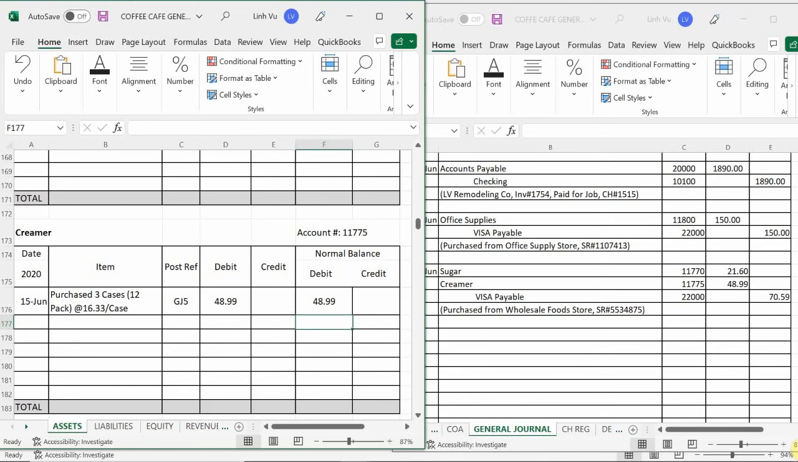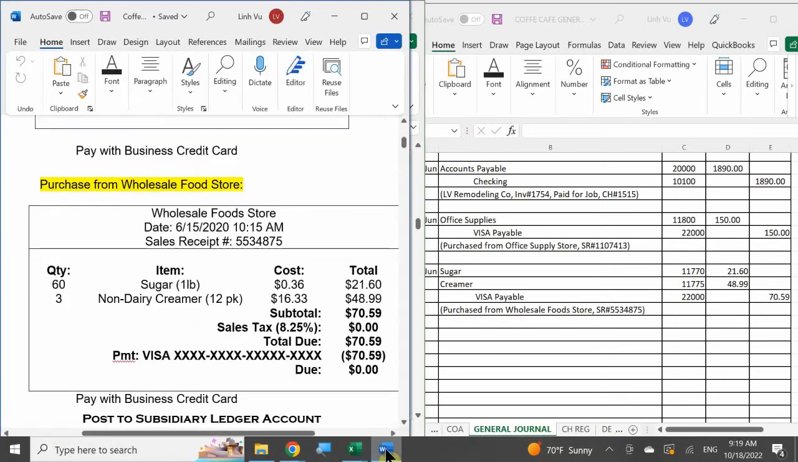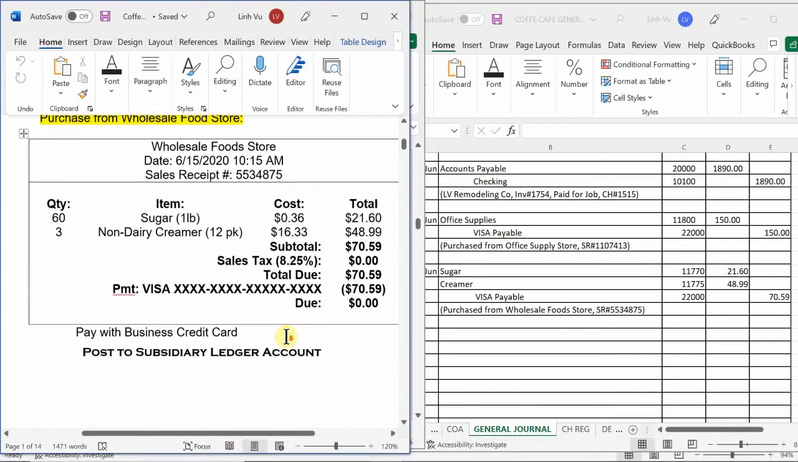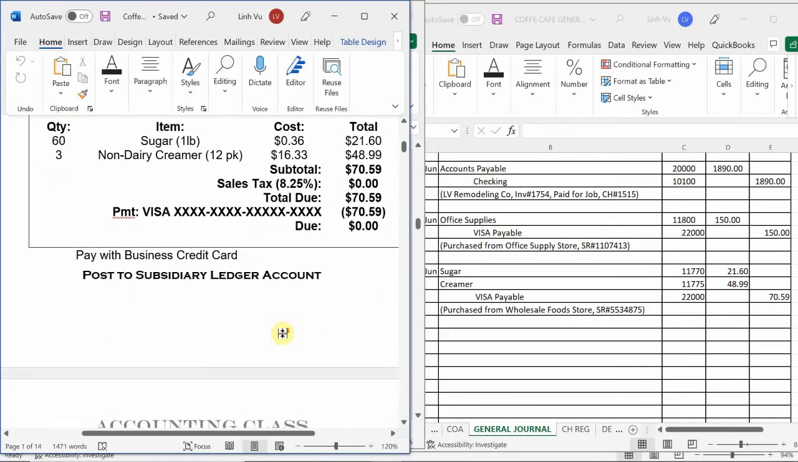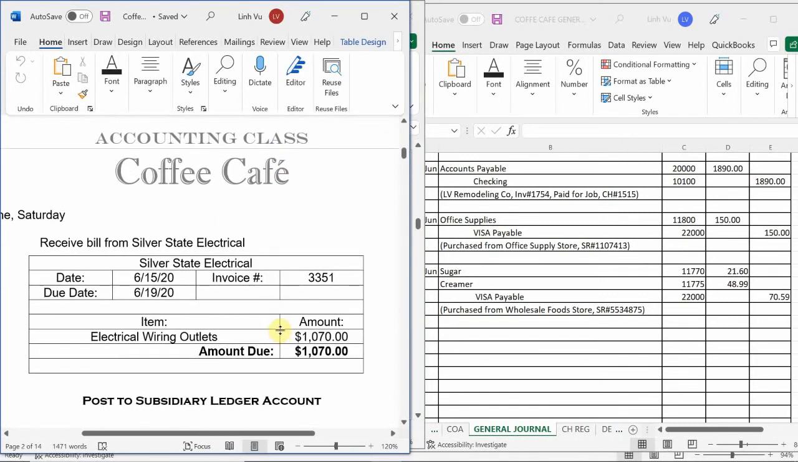Okay. All right. So good. We did the journal, we did the ledger, and we completed the subsidiary ledger. Good. And this isn't an inventory item, so we can go ahead and move on forward. So let's see what happened next.